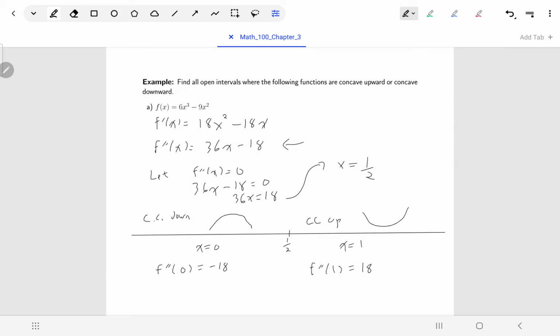So there we go. That's where our function is concave up and concave down. We can just write a little summary at the bottom. Concave up on the interval from 1/2 onwards, and concave down from the far left up to 1/2.